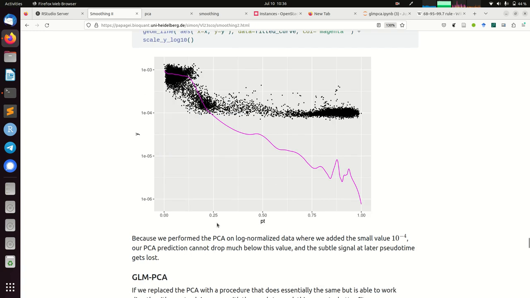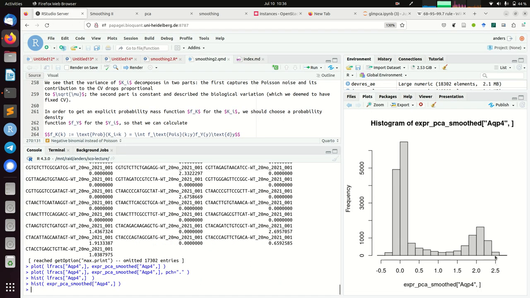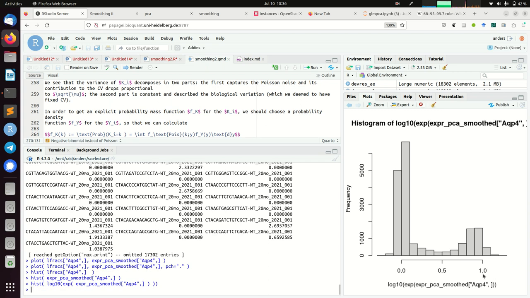What I've also done here as the last thing is that I plotted the PCA predicted data. And if we go back to this here, here you see our smoothed expression. And of course, the scale here is now on the natural log scale, and on the other it was on the log 10 scale. So let me quickly change this. And now you can see here, these are the zeros. And of course, this left-hand peak cannot go below 10 to the minus 4. It already stops sort of here at zero.